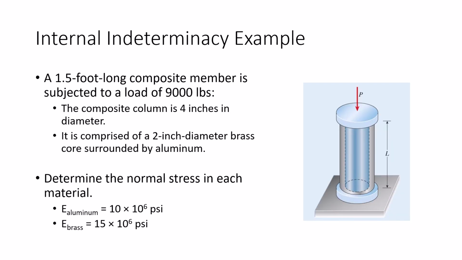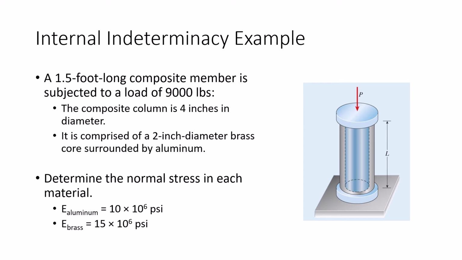It is that compatibility that we are going to utilize to assess some more complex problems. So I've got two problems we're going to do here in a little bit. This is a composite column problem. I have a column that is 4 inches in diameter, and it is comprised of a 2-inch brass core surrounded by aluminum.